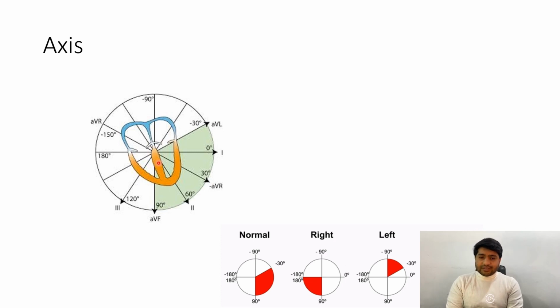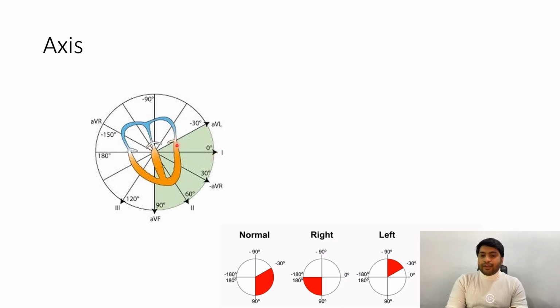So let's talk about what the reasons are that our axis is deflected. For example, take inferior wall MI. You know the inferior side of the heart is this, right? So if we have ischemia of this side, what happens is our left ventricle works more, the left side of the heart starts working more. So we have left axis deviation.